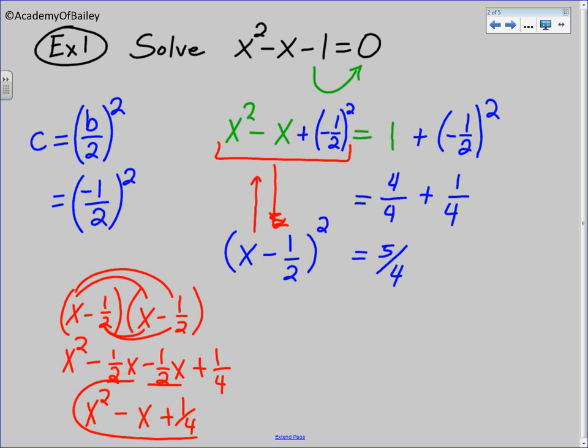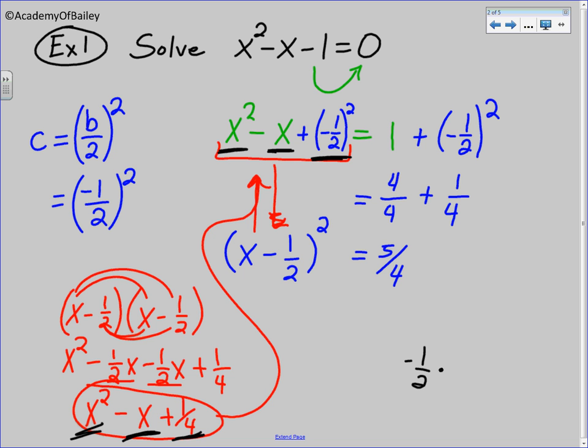Now, do you see this right here? Should be this right here. X squared, x squared. Negative x, negative x. Positive 1/4. This doesn't look like positive 1/4, but remember, if we were to do negative 1/2 times negative 1/2, doesn't that equal positive 1/4?